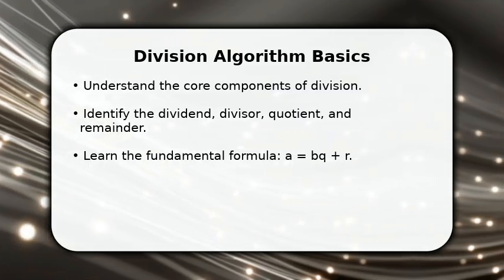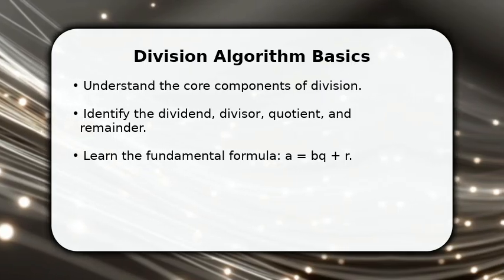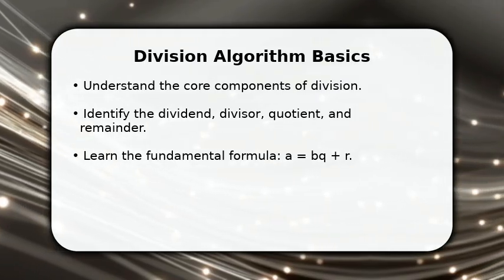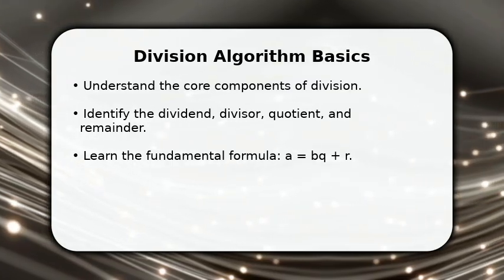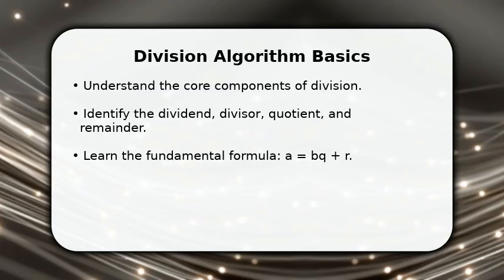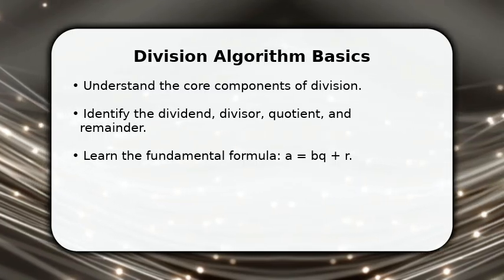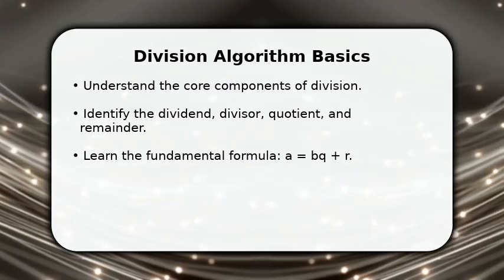It states that for any integers a and b, with b being positive, there exist unique integers q and r such that a equals b times q plus r. Here, a is the dividend, b is the divisor, q is the quotient, and r is the remainder.